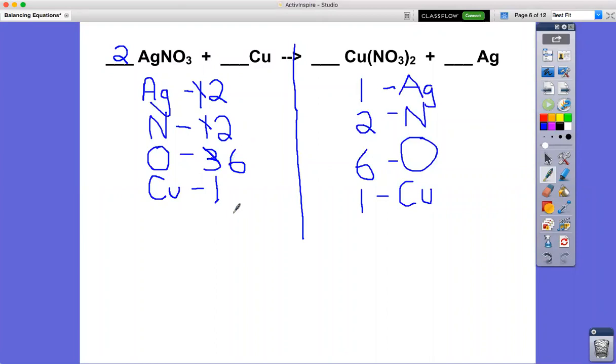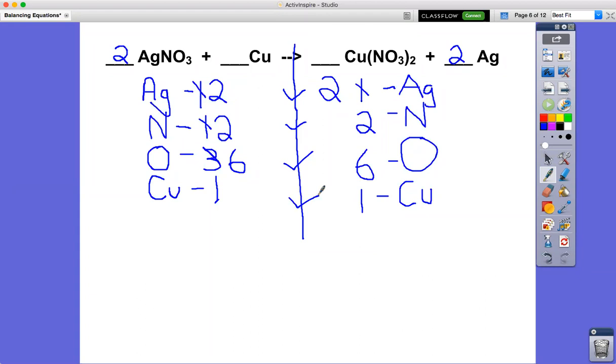Okay, so let's come over here. Our Cus are good, our oxygens, our nitrogens. Oh, uh-oh, Ag. So I need to come over here. What do I need to put in front of my Ag? A 2. Let's cross this out. Put my 2. Now look, balanced here. My N's are balanced. My O's are balanced and my Cu's are balanced.